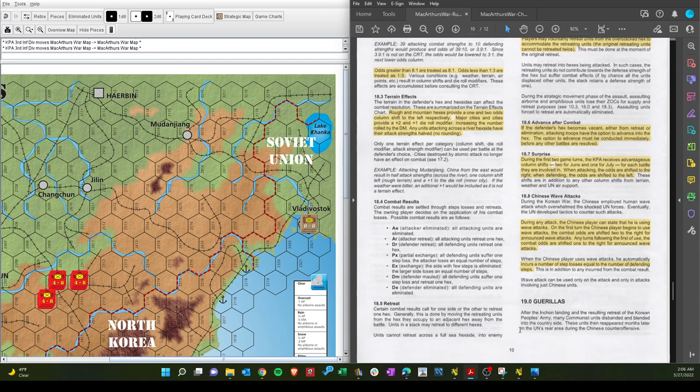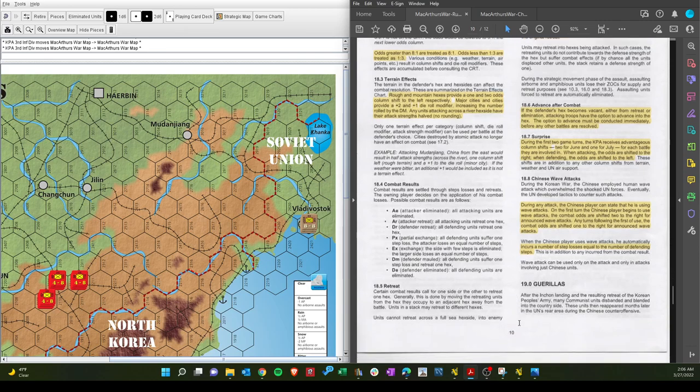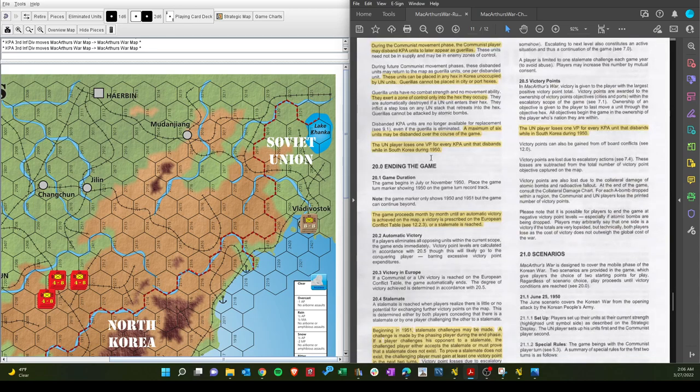Okay, guerrillas. This is where actually North Korean units disband and act as guerrillas. After the Incheon landing, many combat units disbanded, blended into the countryside. These units appeared months later in the UN's rear areas. Oops. This is kind of a problem here.